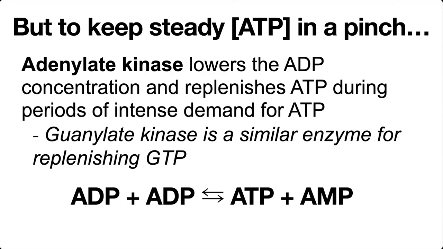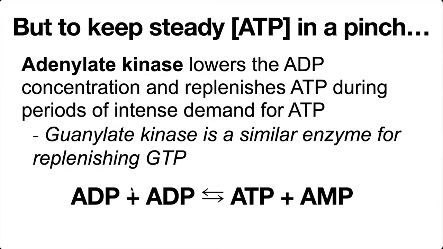But how do we keep steady concentration of ATP in a pinch? There is an enzyme called adenylate kinase. Remember, a kinase is going to add phosphoryl groups. What it does is it takes two ADP molecules, joins them up, takes the phosphate group from one of the ADPs, puts it on the other ADP. That gives you ATP and leaves the other one as AMP. And so this is going to lower the ADP concentration and replenish the ATP concentration during periods of intense demand for ATP. And there's a similar enzyme, guanylate kinase, which will do the same for GTP.